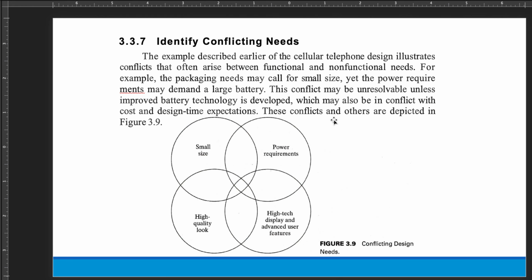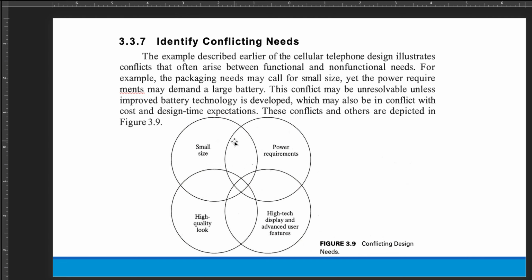So, for example, a cellular telephone design really illustrates conflicts that can often arise between functional and non-functional needs, as we'll see here. The packaging, for example, may call for a small size. Like everybody wants a small cell phone, yet the power requirements may demand that it has a large battery. So this conflict may be unresolvable unless improved battery technology is developed, which may also be in conflict with other factors such as cost and design time expectation.